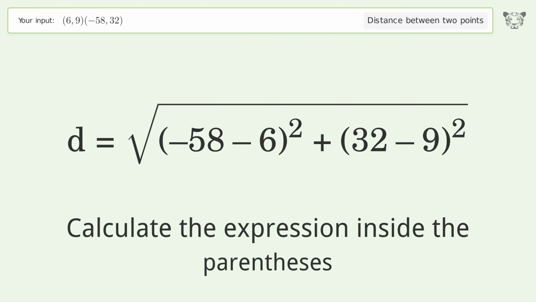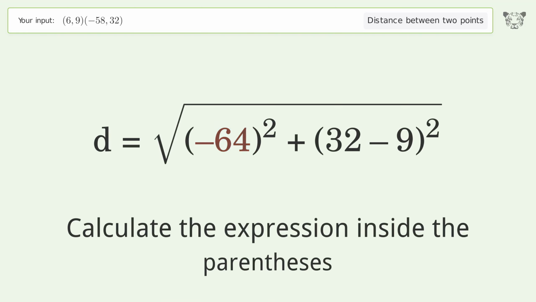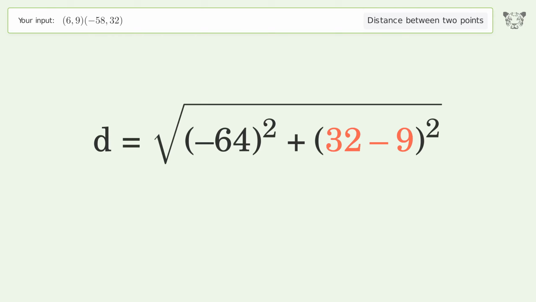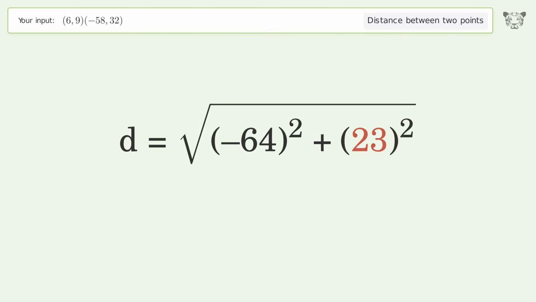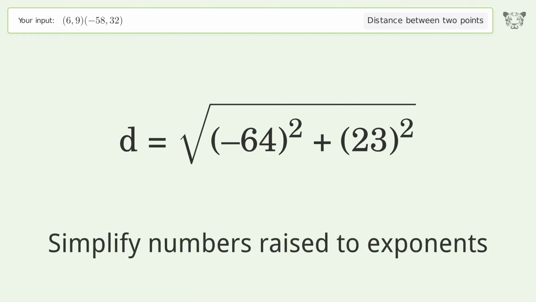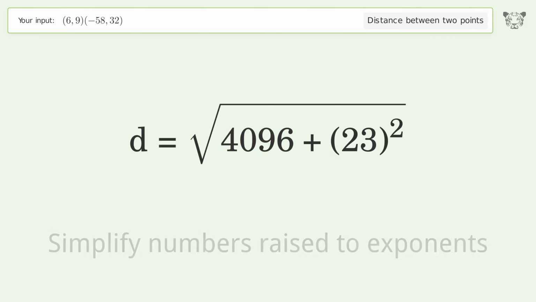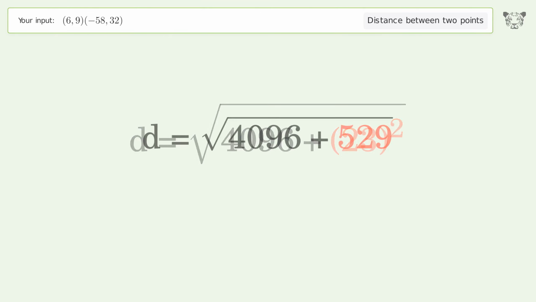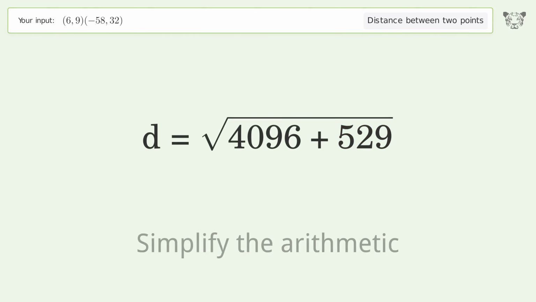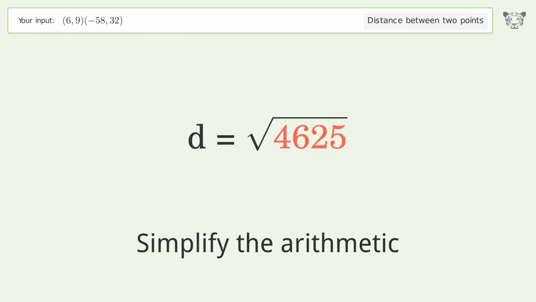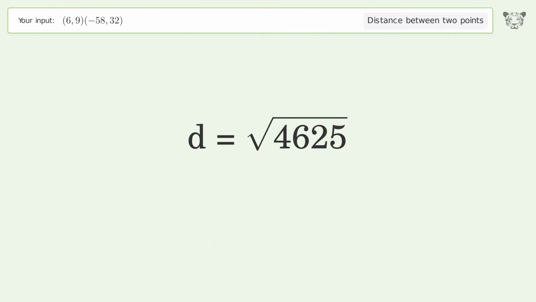Calculate the expression inside the parentheses. Simplify numbers raised to exponents. Simplify the arithmetic. And so the distance between the 2 points is the square root of 4,625, or 68.007.